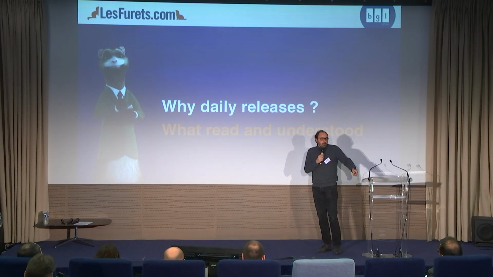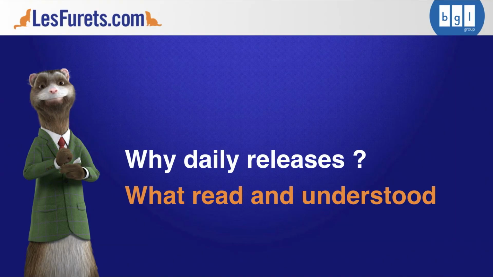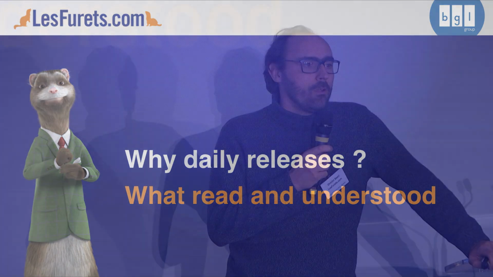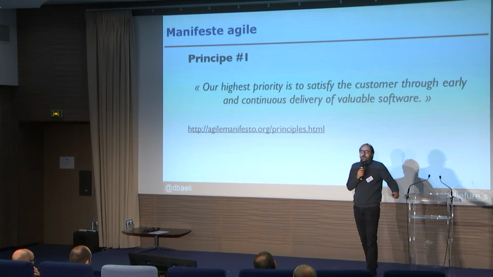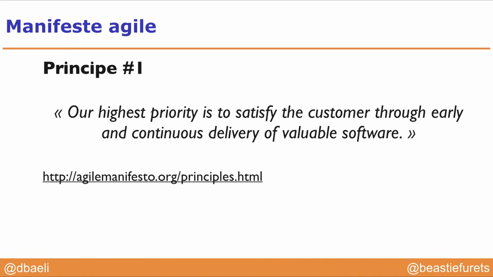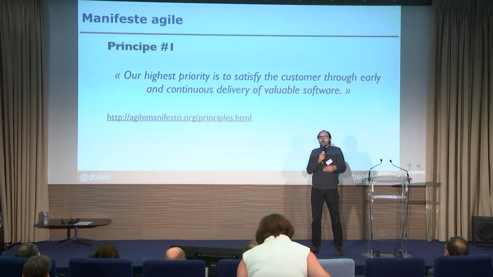Why did we try to get on daily releases? It's because I accidentally read a lot of books, and one of them is just a simple paper, the Agile Manifesto. I'm coming from the Agile world at start, and the first principle, it's not the values, it's the first principle, contains a lot of interesting things. Our highest priority is to satisfy the customers through early and continuous delivery of valuable software.